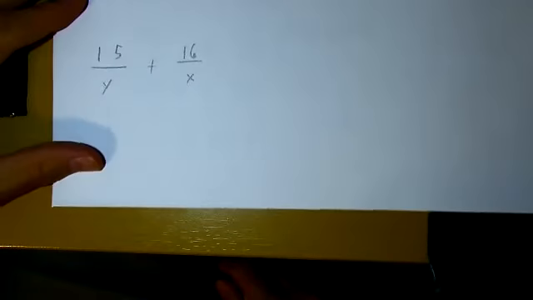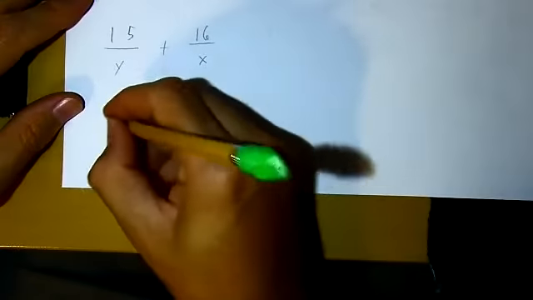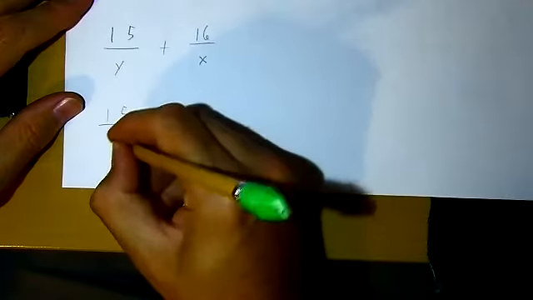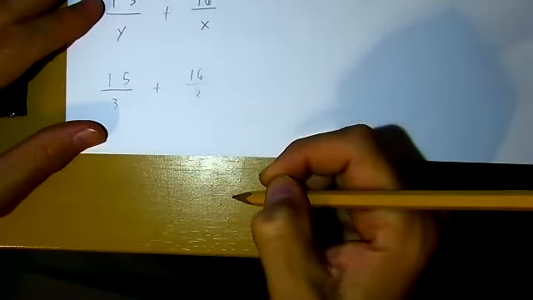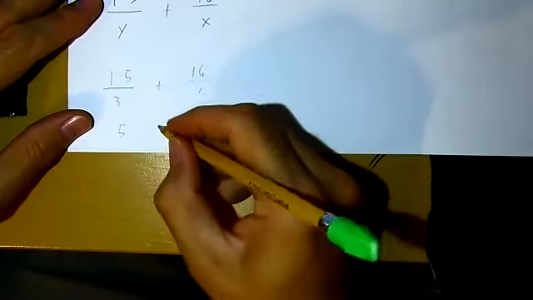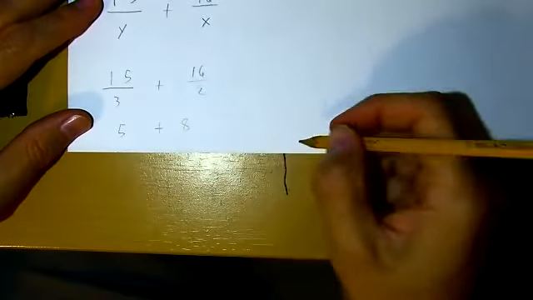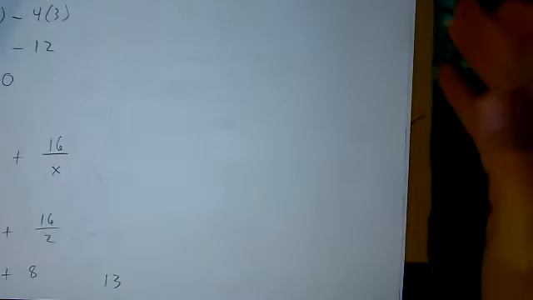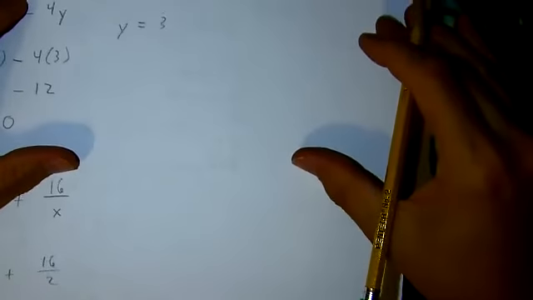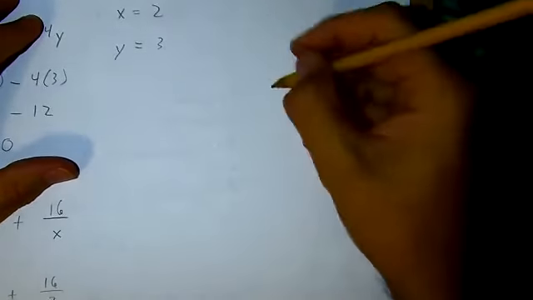So we can mix some division in there. You rewrite your problem 15 over 3 plus 16 over 2. Do your division. So you have 5 plus 8, and that's going to be 13. Now you can also have squares and cubes and so forth.